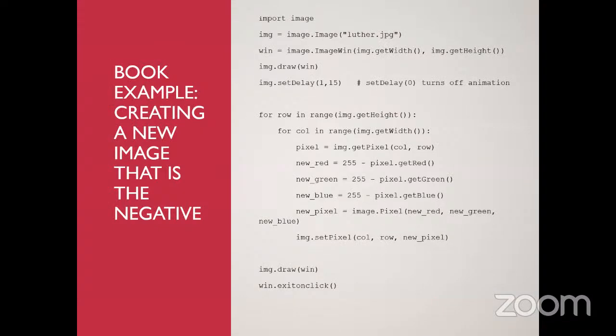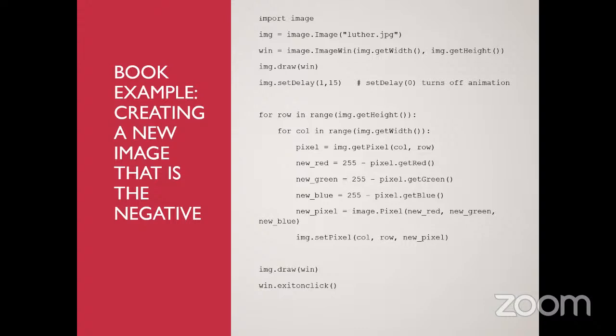So here's another example. This code gives you the negative of an image. I see some shocked Pikachu faces going. It is a lot of code, or it looks like a lot of code, right? So let's walk through the code line by line.